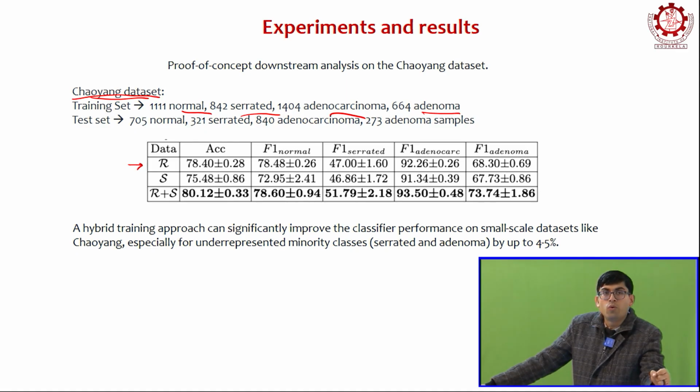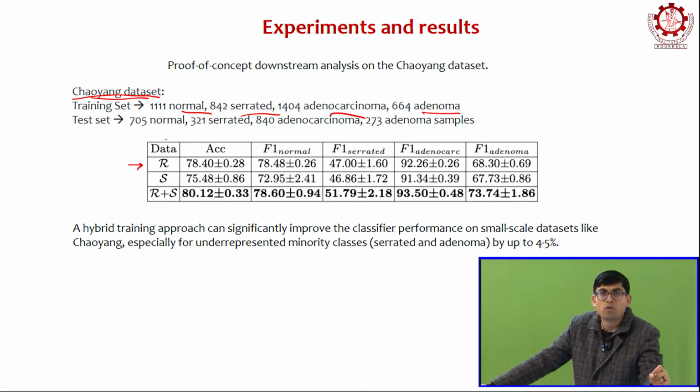Now, we applied our Gen AI model and generated the synthetic samples. The next model that we trained was only on the synthetic data. We did not use the real data for training the model. Now, if we use only the synthetic data for training the model and evaluate the classification performance on the test set, which was all real data, you see the performance in the second row: 75, 72, 46, 91, 67, right?